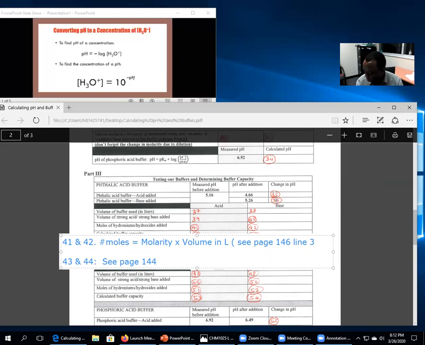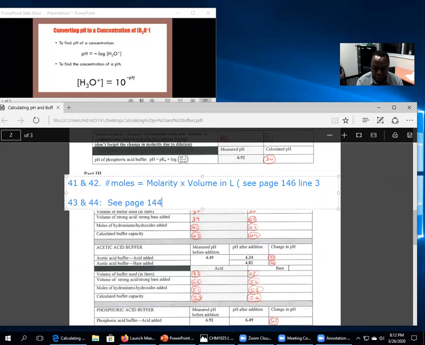Total volume of the buffer, you should have that. You should have the number of moles. That will take care of line 43, 44. Any question on 44, 43? Move on.